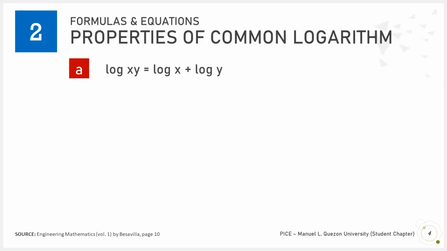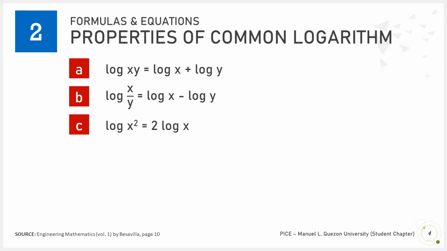So we have here the common logarithm of xy is equal to the common logarithm of x plus the common logarithm of y. For letter B, we have the common logarithm of x over y is equal to the common logarithm of x minus the common logarithm of y. For letter C, we have the common logarithm of x squared is equal to 2 multiplied by the common logarithm of x. For letter D, we have the common logarithm of a to the base b is equal to the common logarithm of a over the common logarithm of b.